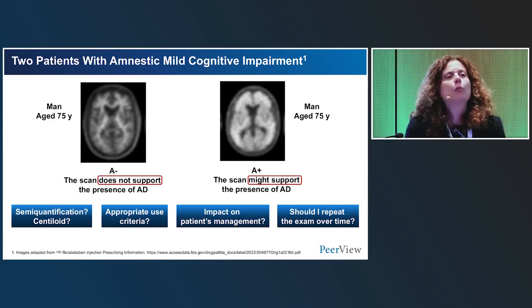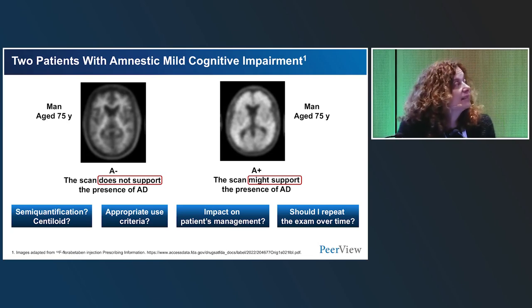So I think this is common knowledge for us, but new challenges and new opportunities are coming. So we already know about semi-quantification, but we probably need to know more about some specific way to quantify and harmonize semi-quantification, like the centiloid scale. We need to adjust appropriate use criteria to the evolving clinical scenario. We need to work always on the impact on patients' management.